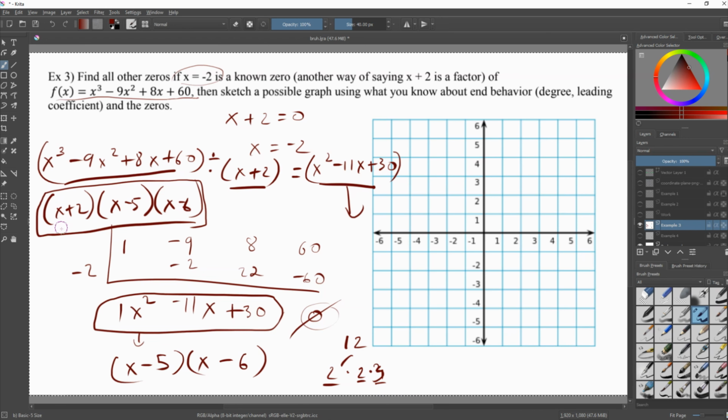The first one, the 0 is -2. This one, the 0 is 5. And this one, the 0 is 6. So my zeros of the function are right here. -2, 5 is here, and 6 is here. So my function looks something like this. There you go. It crosses at those points. So we don't know anything else, but we know that it crosses at these 3 points.